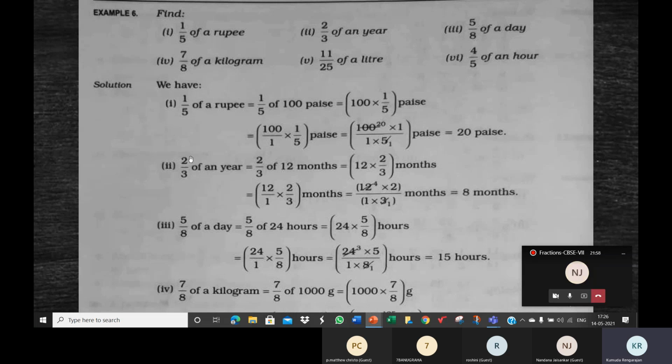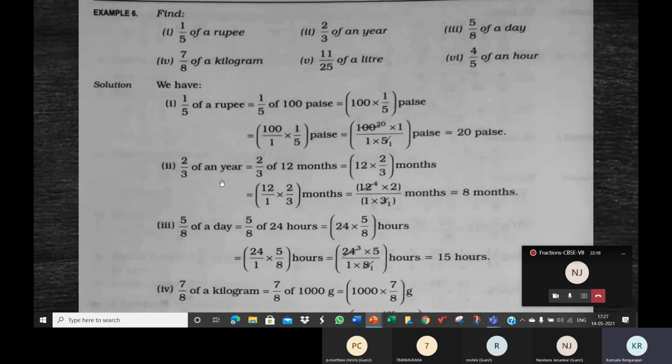Let's see the next one, children. We need to find 2/3 of a year, of 1 year. A year meaning 1 year. So 1 year is equal to 12 months.